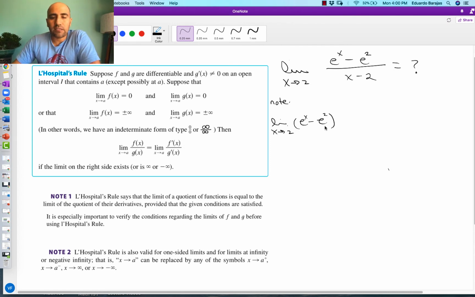Well, this is just some constant. Remember, e is just a number. e squared is just some number. So it's the same thing as just putting like 4 or 7, right? It's just some number. And e to the power of x, well, that's continuous.